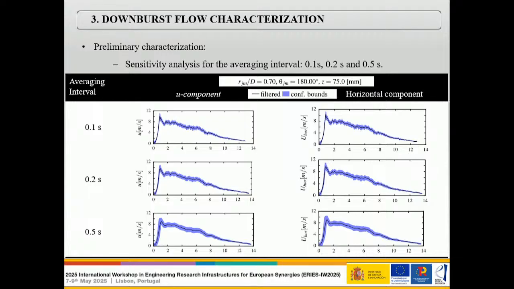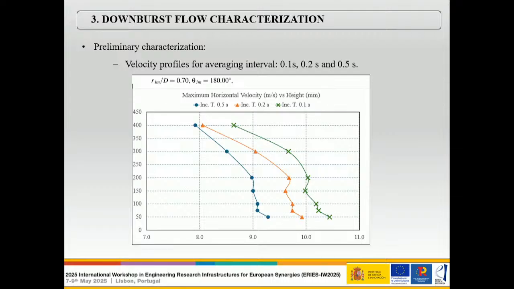More recently, we were studying the sensitivity of the results depending on the size of the time window for the time average. So we considered window sizes of 0.1 seconds, 0.2 or 0.5, and these are the results that we obtained, for instance, for the radial component. Obviously, the shorter the time window, the better the resolution in time, but with the general characteristics of what you are expecting from this kind of downburst flow. In the previous slide, with the naked eye you cannot really appreciate a huge difference in that regard.